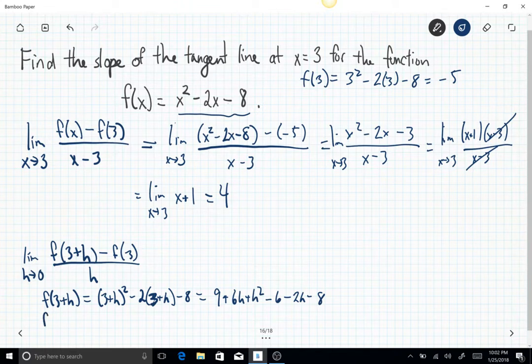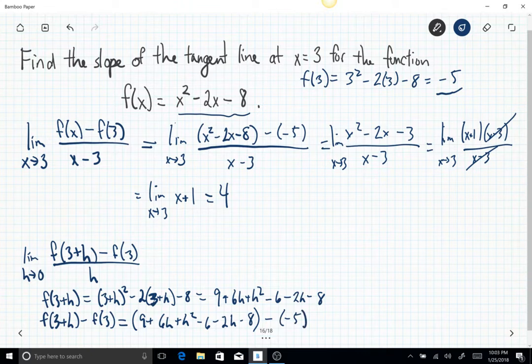So then what happens is we already have f of 3 up top. Notice that equals negative 5. I'm actually going to write this as f of 3 plus h minus f of 3 down here. So we can do this all on one line. Notice that's 9 plus 6h plus h squared minus 6 minus 2h minus 8. And then all of that, we go minus negative 5. Okay, so taking a look at this, what happens? Well, notice 9 minus 6 is positive 3, then minus 8 is negative 5. So if you take all those numbers, it crosses off with this.